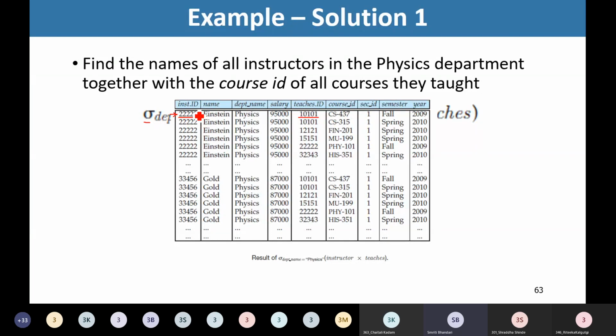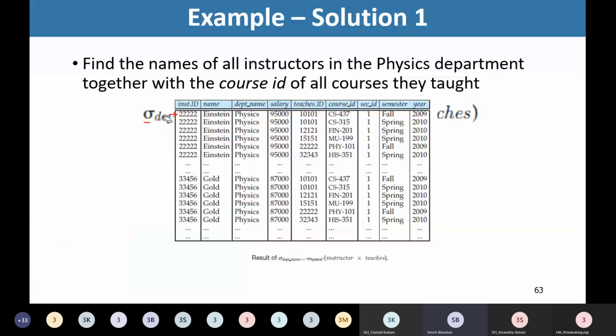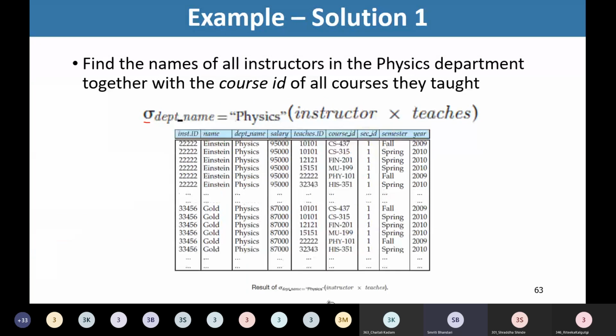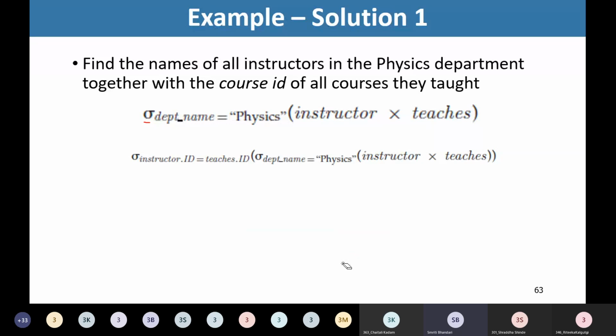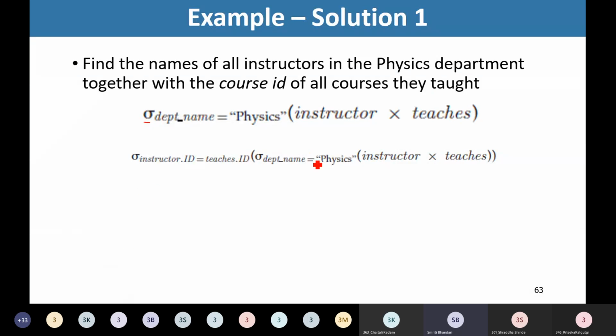to get the relevant information, what needs to be done is we should add one more predicate. And what that predicate is, we should match the values of the common attributes. And here the common attribute is ID, and that is why we need to match these two attributes, instructor.id and teachers.id. So we should come up with the next refinement in our solution. And what that refinement is, we are writing now.